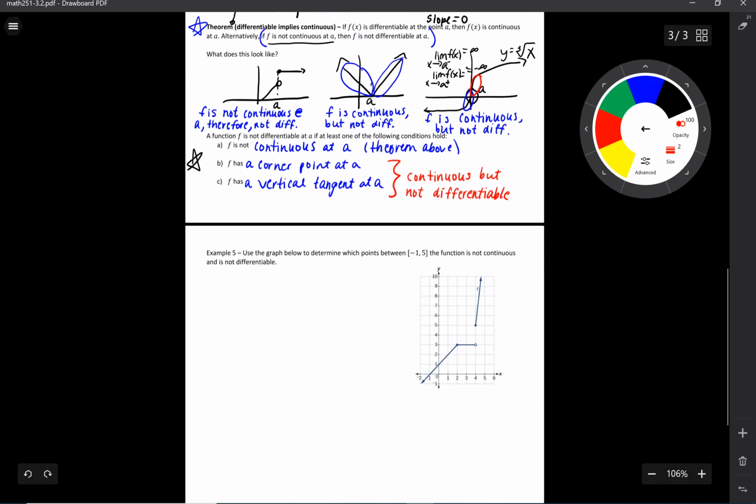So let's look at this last example. Actually, I want you to pause this video and try this example by yourselves first. We want to use this graph to determine at which points between -1 and 5 the function is not continuous and when it is not differentiable. So go ahead and pause this and give it a try. All right, hopefully you have tried this one. I want to find where I am not continuous and where I am not differentiable.